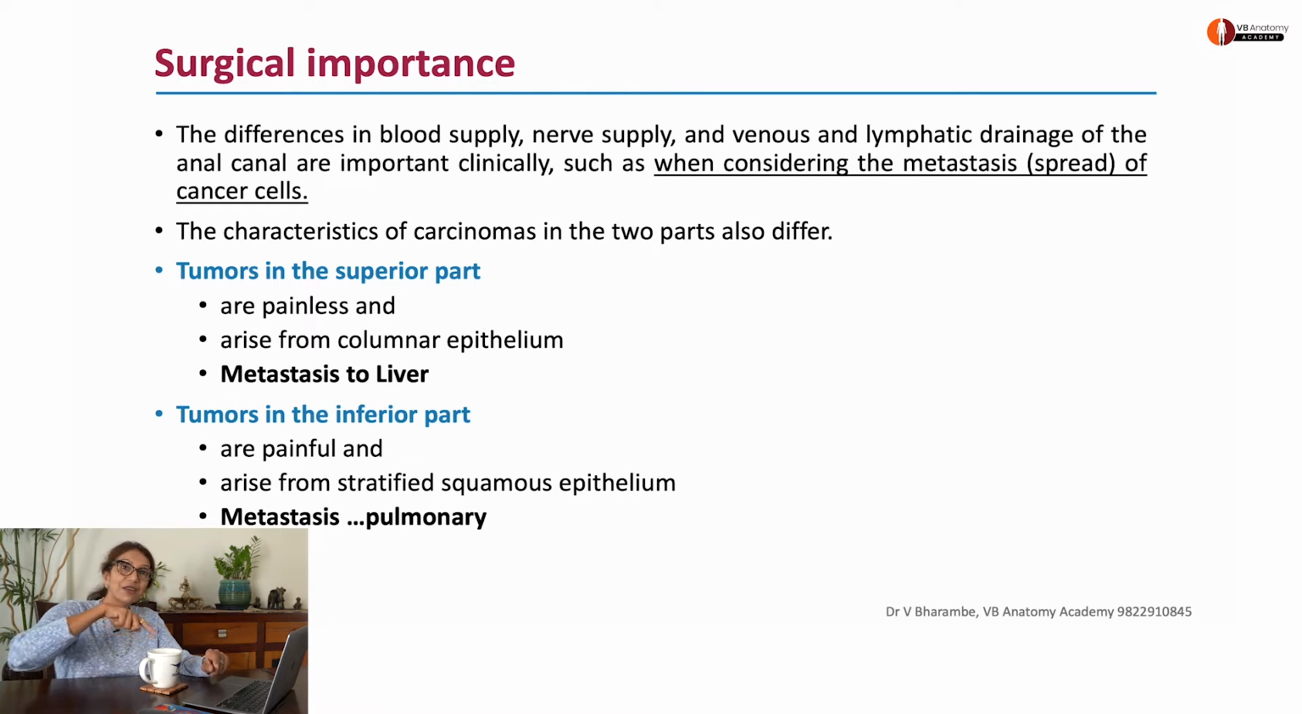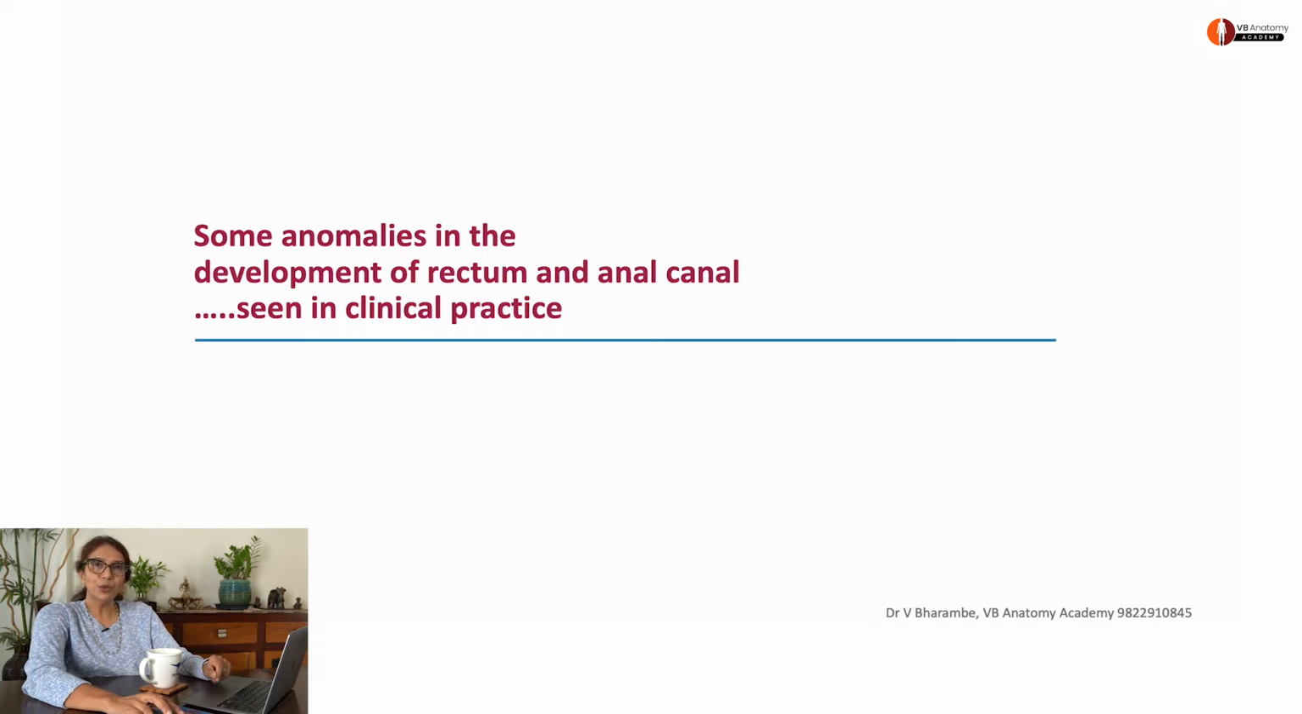This is because they are passing through the systemic circulation, through the inferior vena cava, whereas here they are traveling through the portal circulation and therefore they will reach the liver and metastasize there. Right. So some anomalies we will be able to see.